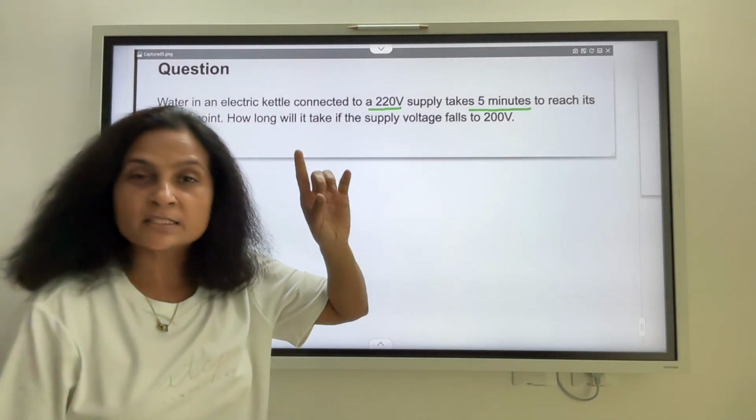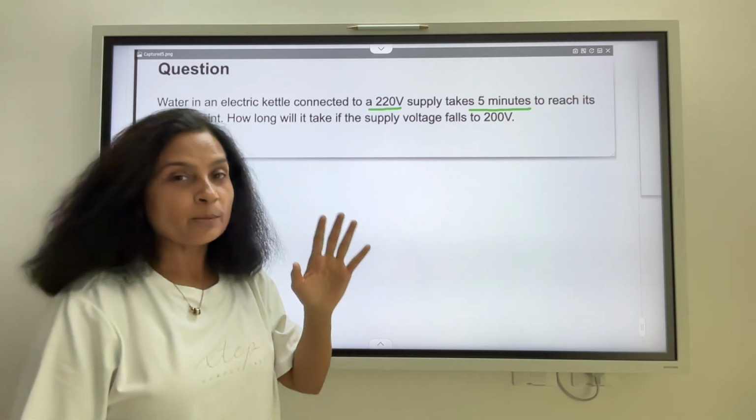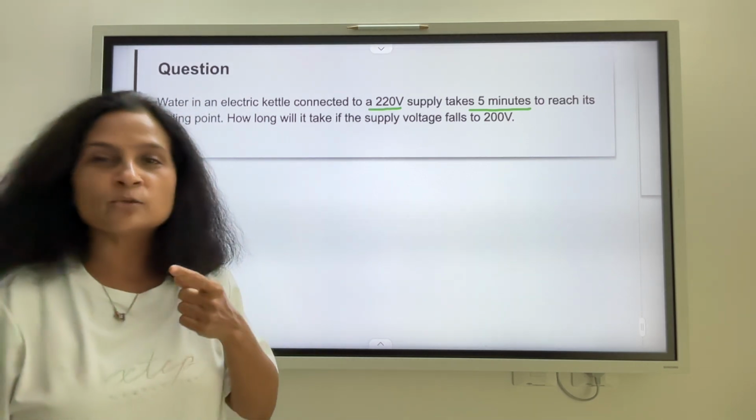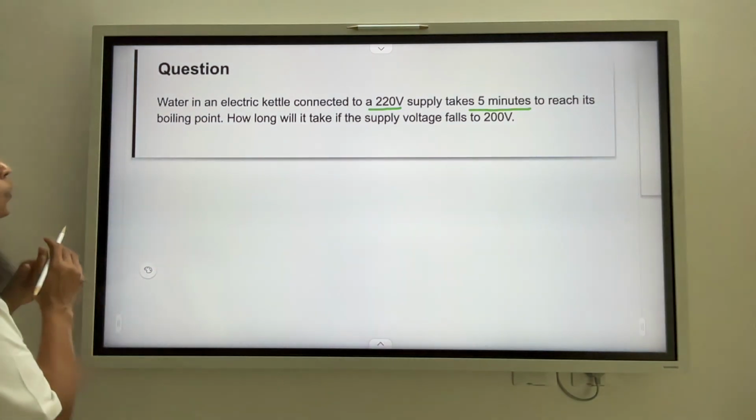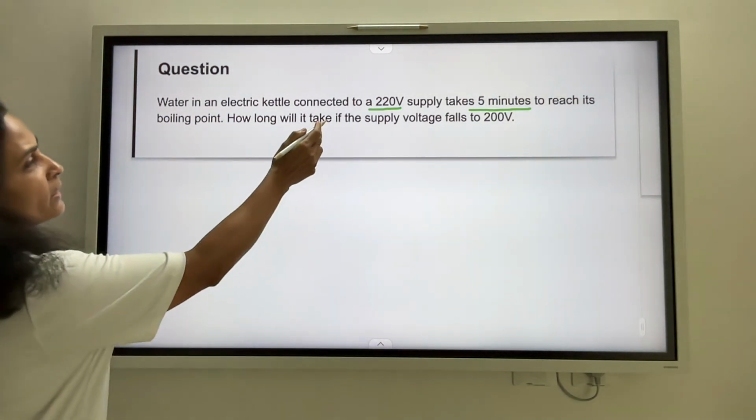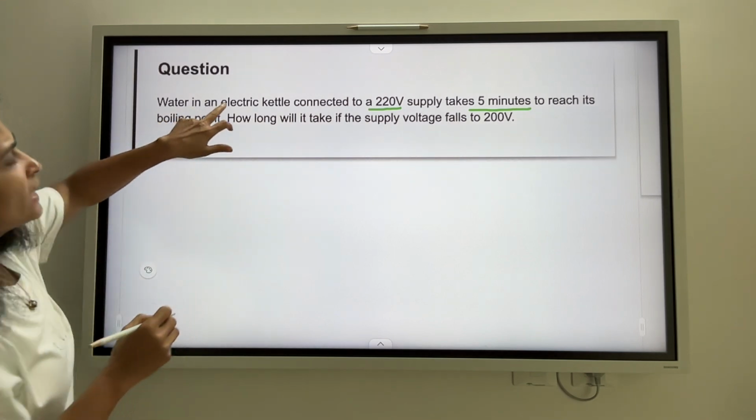Kettle का resistance same है. So if we are able to comprehend this, ये question ऐसे होने वाला है. So let us see this. So water in an electric kettle. So my resistance here. So what are we exactly talking about here?